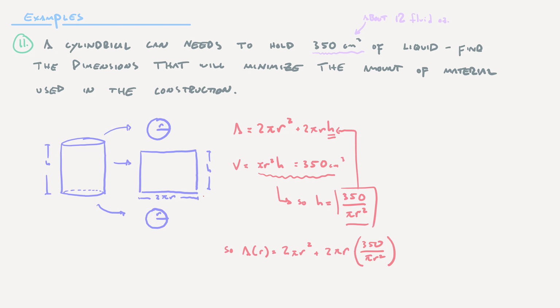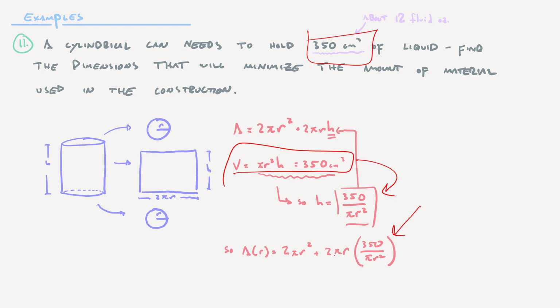That's going to depend on what the volume is, right? We had to use the volume equation to figure out what h was. Otherwise, this would just say v, and that wouldn't really be helpful. Because we know the volume we're trying to construct, this is now only in one variable, that variable being r.